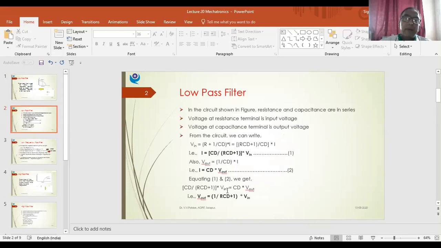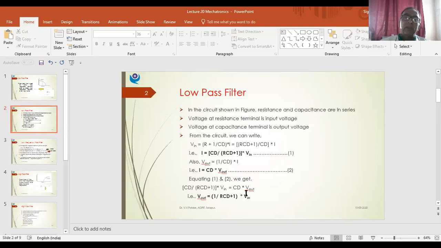Equating 1 and 2, what we get? CD upon RCD plus 1 bracket multiplied by V in is equal to CD into V out. And solving it for V out, what I get? Do it on paper, just don't simply listen. Solving it for V out, this CD and this CD will get cancelled, isn't it? So V out will be equal to 1 upon RCD plus 1 into V in. Hope this is clear.